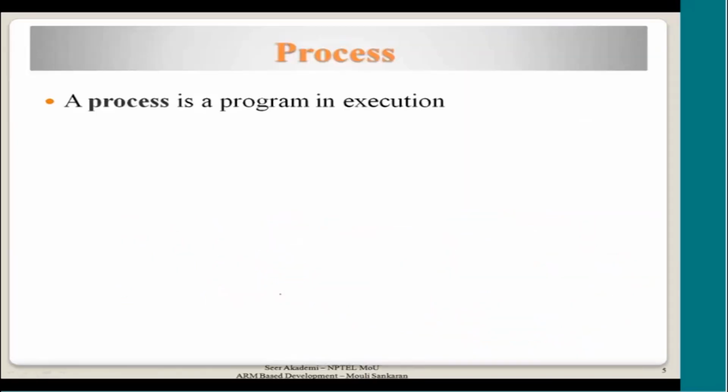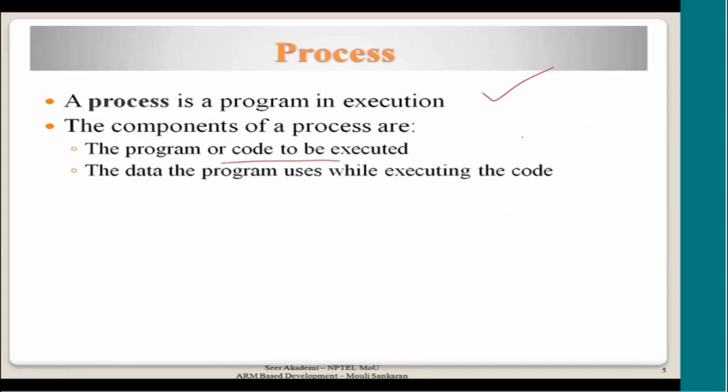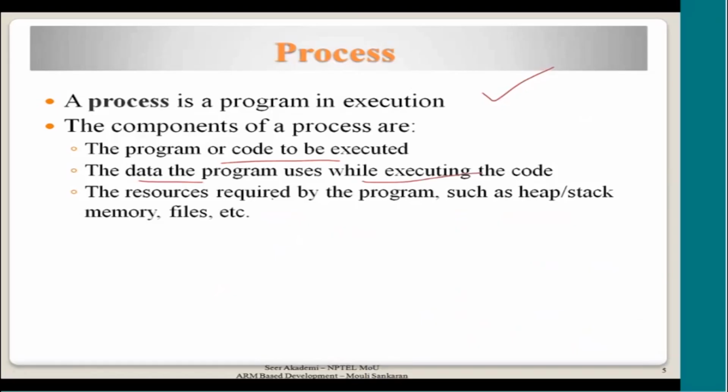So a process is a program execution. The components of a process are the code to be executed, the data the program uses while executing the code, and the resources required by the program such as heap or stack. I may not have spoken about heap until now, or maybe in the beginning of the class I mentioned it. Let me tell you what a heap and stack mean.